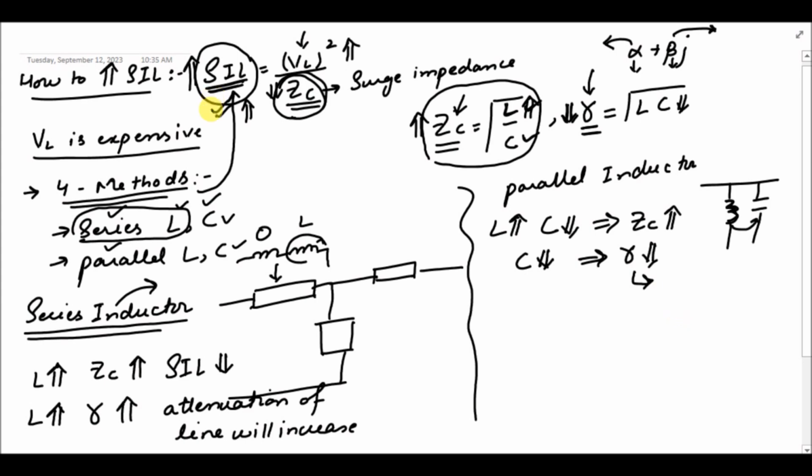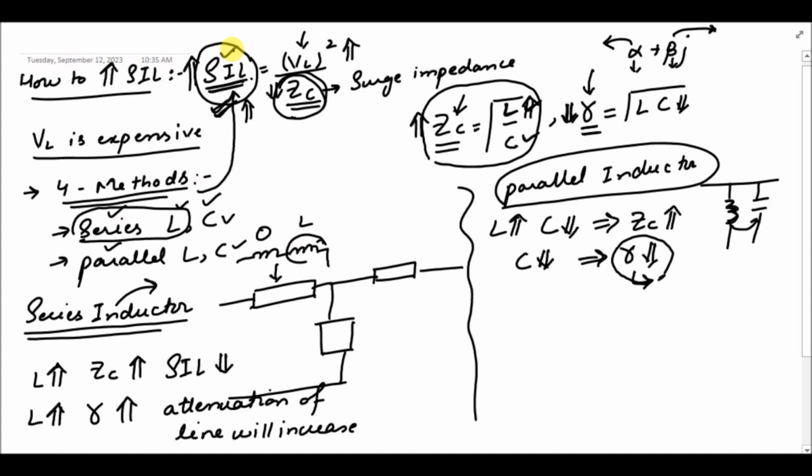But the goal of this lecture is to increase the surge impedance loading. So we will not use a parallel inductor in the transmission line in order to increase the surge impedance loading. Yes, we are getting some benefits, one of which is that attenuation is decreasing, but on the other hand, the surge impedance loading is decreasing.